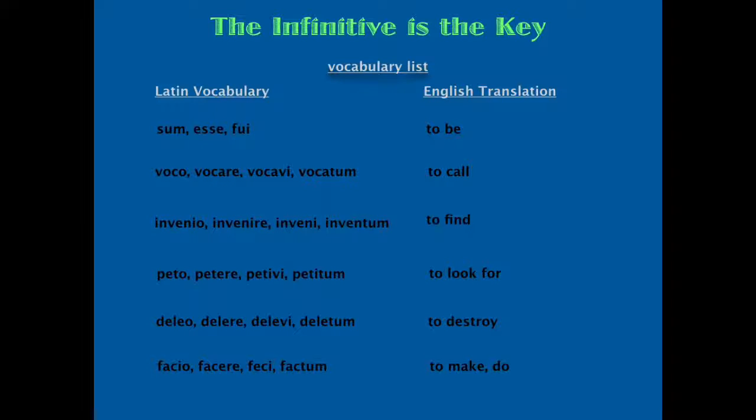Take, for example, the first principal part, which is just the first word. It is the first person singular, or the I form, of the present tense. That means if I want to say I am, I would write sum. If I want to say I am destroying, I would write deleo. If I want to say I find, I would write invenio.